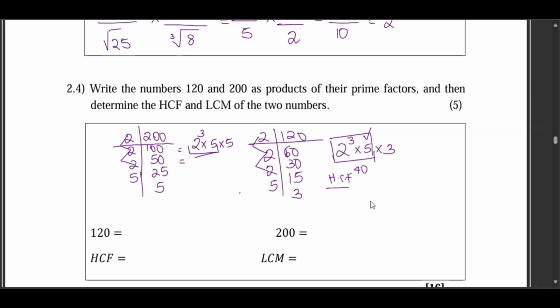We have 8 times 5. And here we have also 8 times what? 5. Which brings the highest common factor. It brings it what? 40.